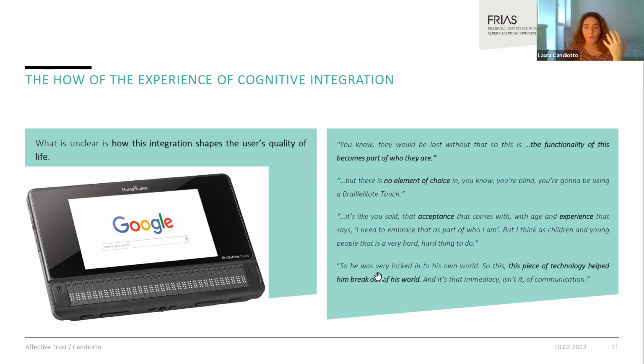So the last quote: "He was very locked into his own world. So this piece of technology helped him break out of his world. And it's that immediacy, isn't it, of communication." So you see, here we really see the benefit, the importance of getting this level of high reliance on the technology, on the assistive technology. And here he was speaking about the communicative immediacy that was supported by the use of another type of braille device for people with visual impairments, the Brailliant, which is a braille display that can be integrated with a laptop.